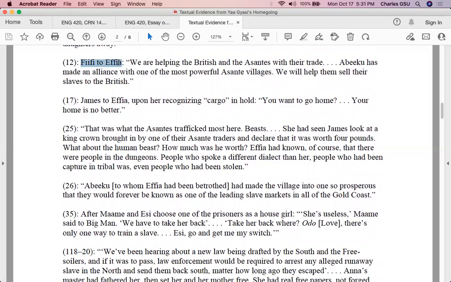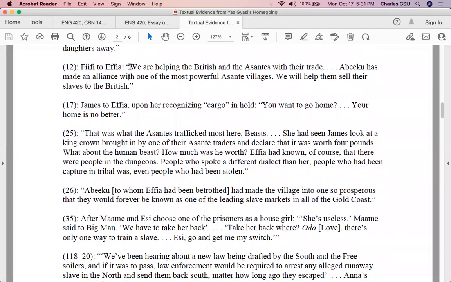And here he is again, Fifi, I believe is probably how you pronounce his name, and he just says it outright. Like, we are helping the British and the Asantes with their trade. Abiku has made an alliance with one of the most powerful Asante villages. We will help them sell their slaves to the British.